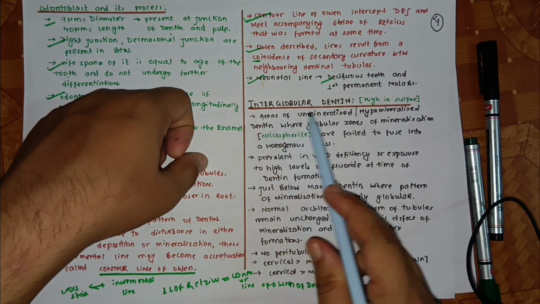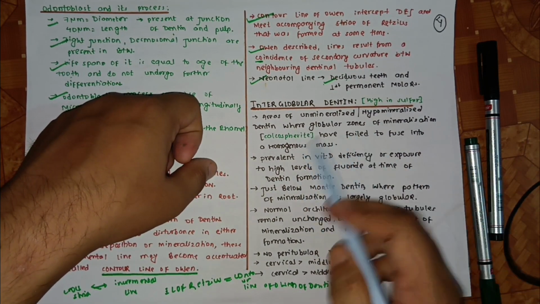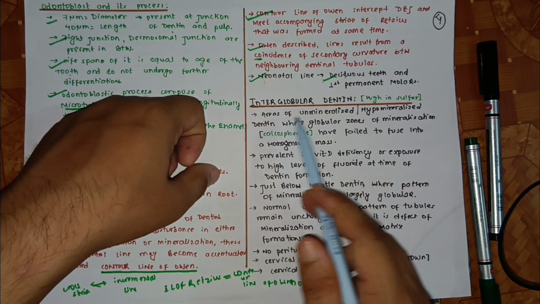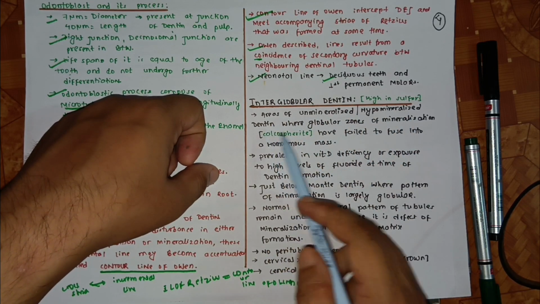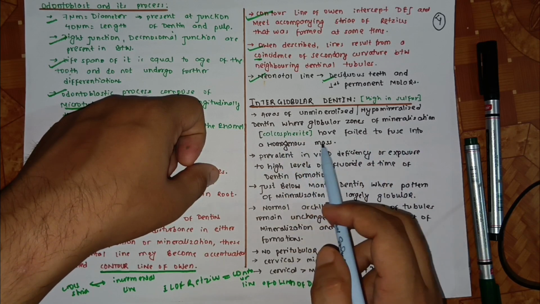After that, interglobular dentin. I'm discussing interglobular dentin, and it is very important. Interglobular dentin is the area of unmineralized or hypomineralized dentin where the globular zones of mineralization, the calcospheroids, have failed to fuse into a homogeneous mass.